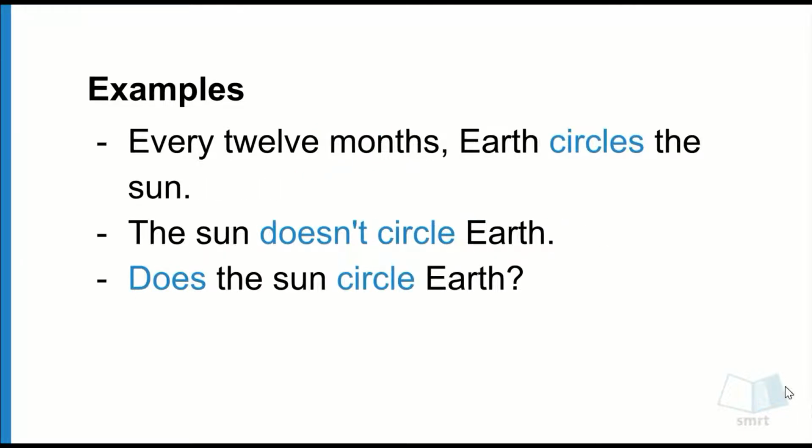Every 12 months, Earth circles the sun. The sun doesn't circle the earth. Does the sun circle the earth? We're speaking here about a fact.